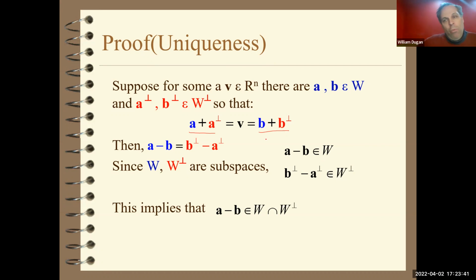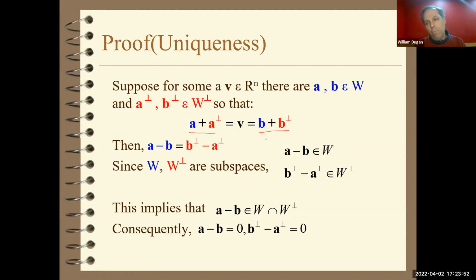Well, there's only one vector in the intersection of a subspace and its orthogonal complement. That's the 0 vector. So A minus B has got to equal 0. But that means then A has to equal B and A perp equals B perp, which means that this representation is unique. If you ever have a vector V, it can only be written one way as a vector in a subspace plus a vector in its orthogonal complement. That's a really neat result.